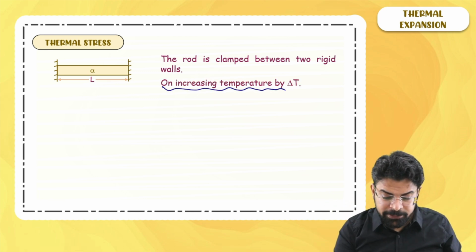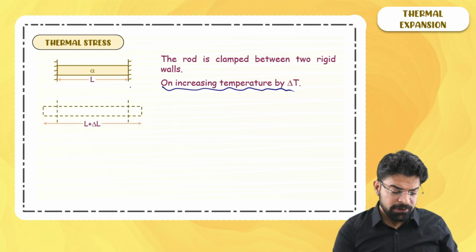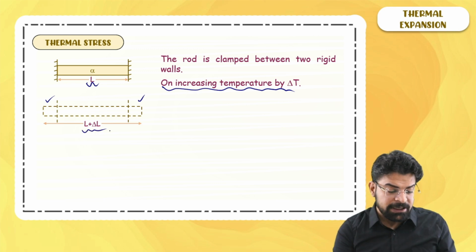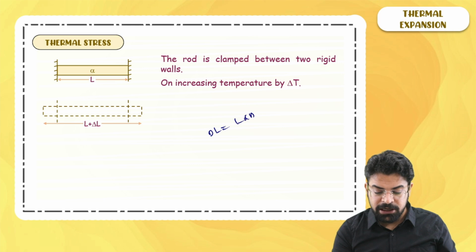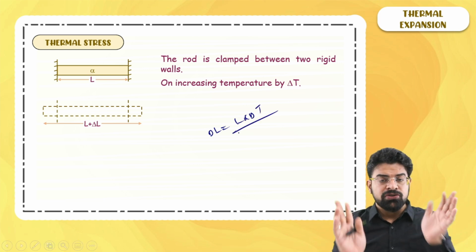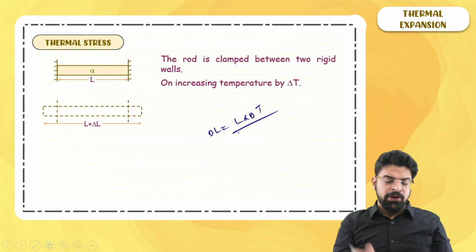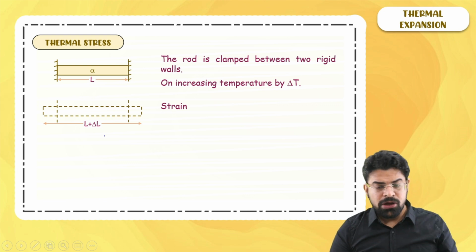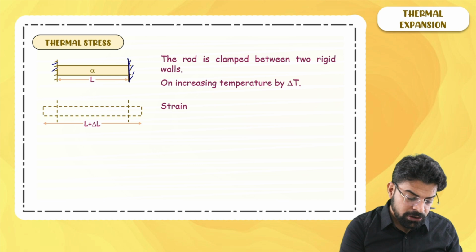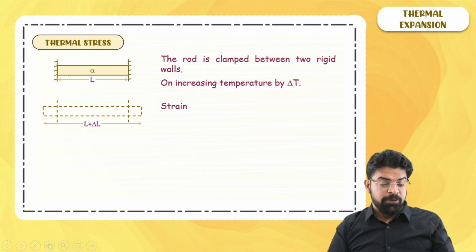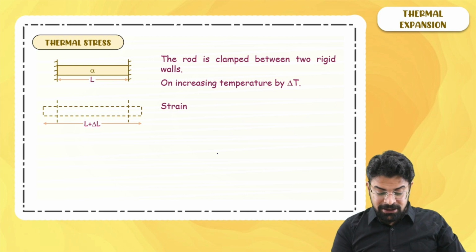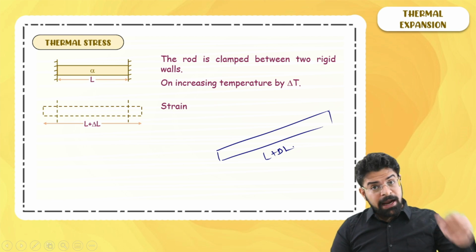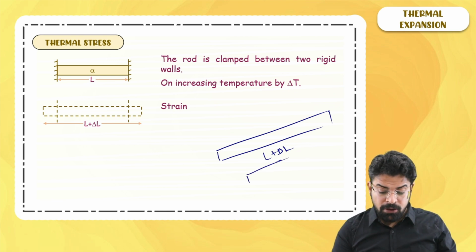So on increasing the temperature by delta T for this rod, it will try to increase its length from L, and it would have a length L plus delta L, where delta L equals L alpha delta T, if the wall would not have been there. So if this rod would have undergone a free expansion, the length of this rod would have been L plus delta L. Now if I ask you, what is the strain produced in this rod due to the force by the walls, what will be your answer? So you will say, sir, the length of this rod would have been L plus delta L if no force would have acted. And the length of this rod due to the force from the wall is L.